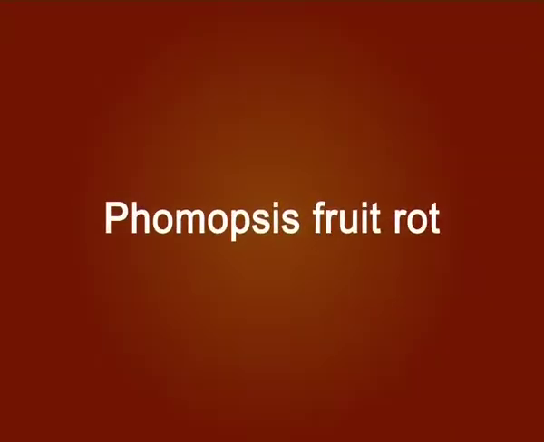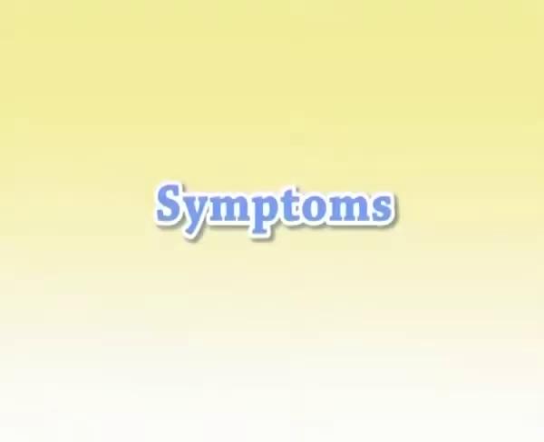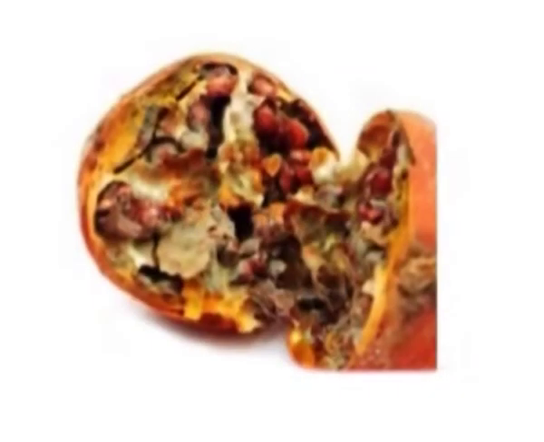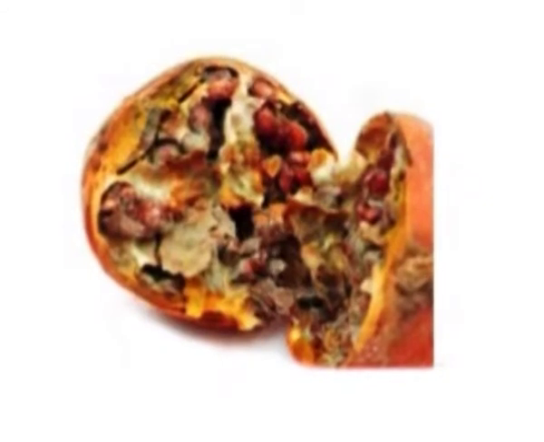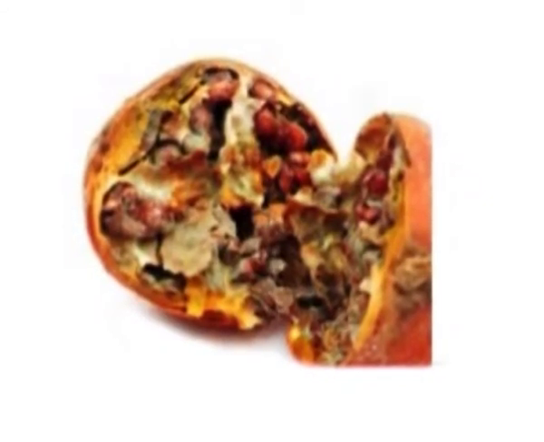Phomopsis fruit rot. It is caused by Phomopsis species. Let's see the symptoms of the disease. The disease starts from the calyx and gradually spreads over the entire fruit. Pycnidia of the pathogen appear on the affected area. The dry rot starts from leaves and moves to the fruits. This is about the symptoms of the disease.